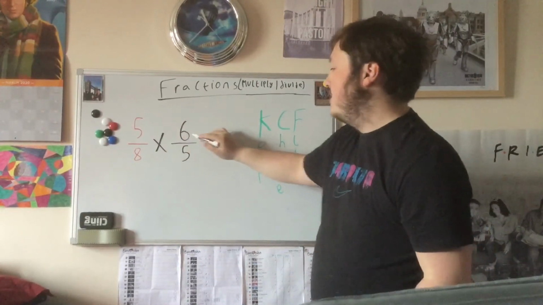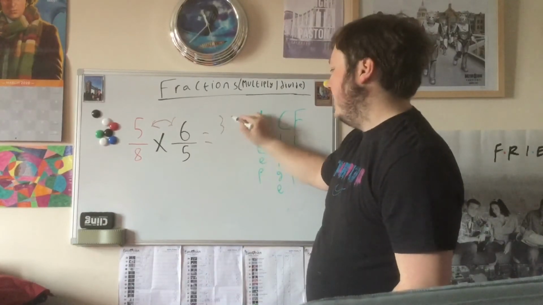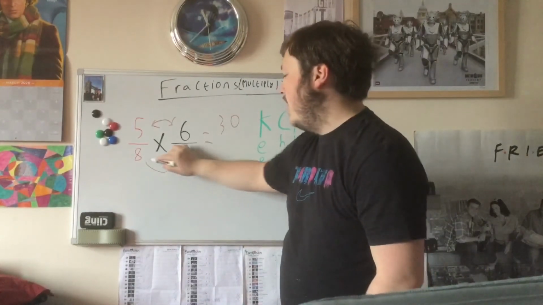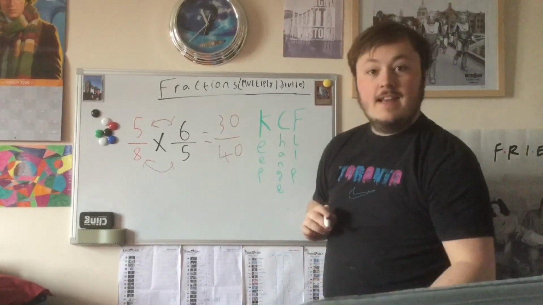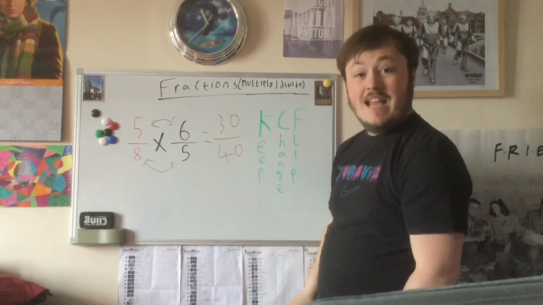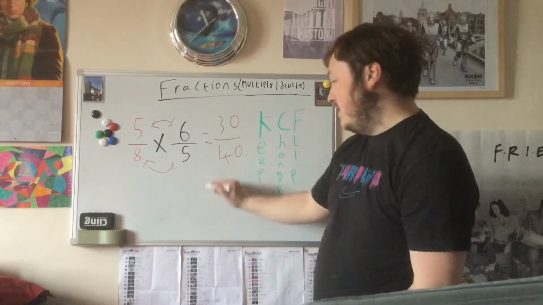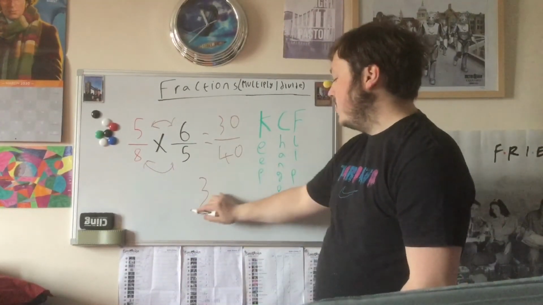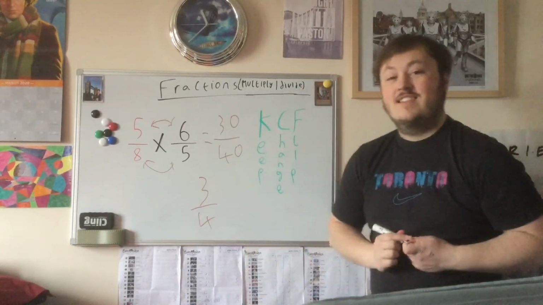What's 5 times 6? Well, that will get us 30. 8 times 5, that will get us 40. Can this be simplified? They're both in the 10 times table, so yeah. So how many 10s go into 30? 3. How many 10s go into 40? 4. And that is it.